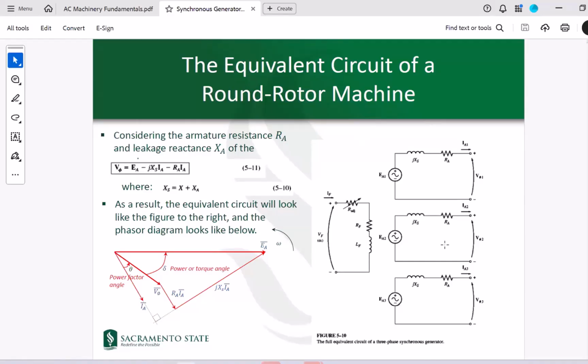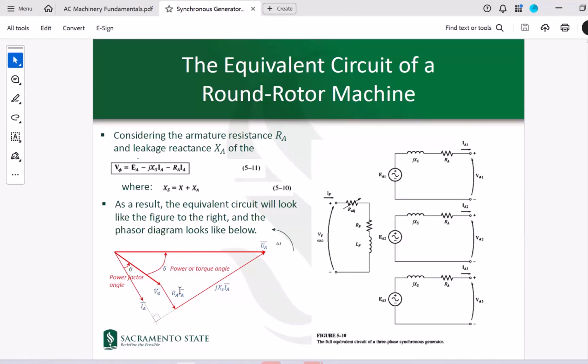All of these equivalent circuits can be explained by this vector diagram as well. Here in your vector diagram, you have your EA. The EA phasor shows the voltage that is produced in your armature. This V phi shows the voltage on the terminal of your generator. There is an angle between these two. This angle is called delta, which we call the power angle or the torque angle of the machine.